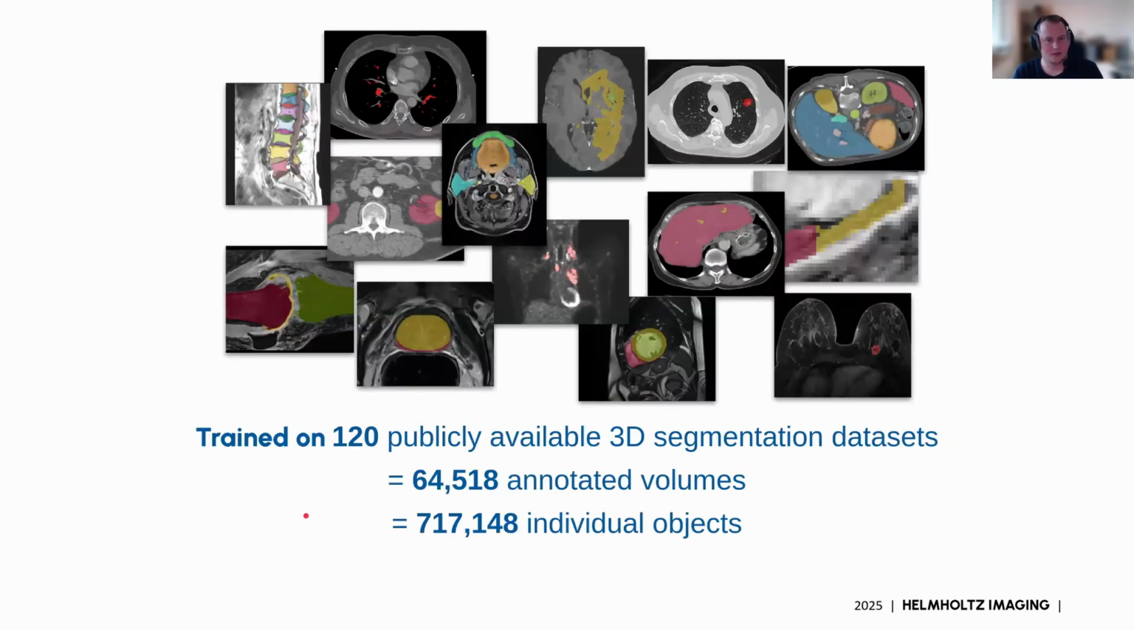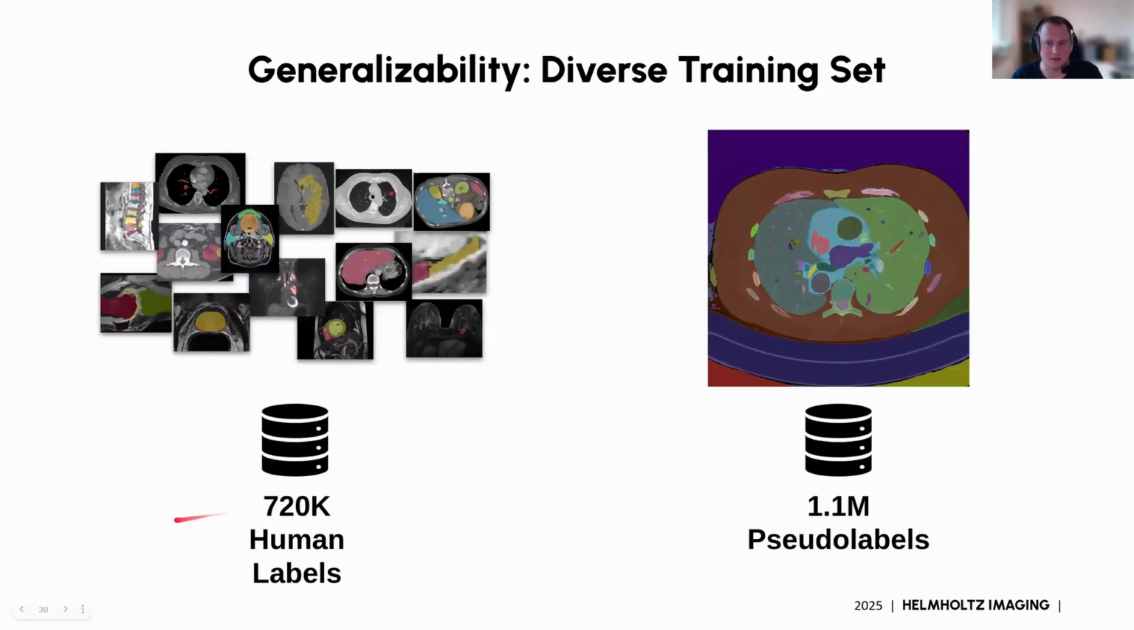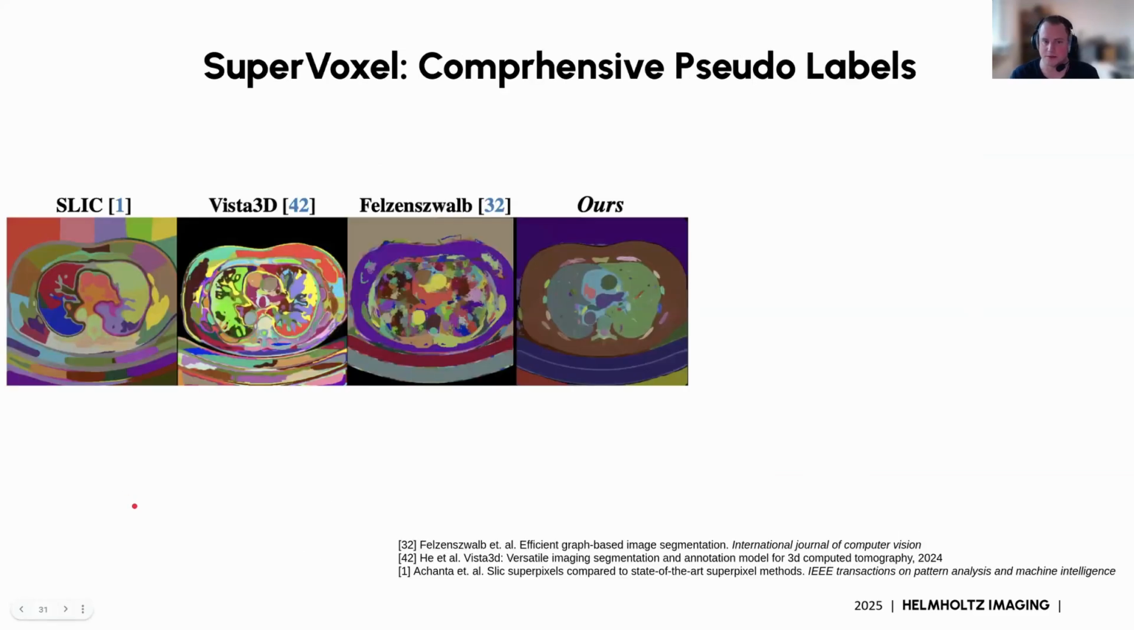We trained nnInteractive on a really large data set, or collection of data sets rather, comprising 120 publicly available data sets. In total, we have over 60,000 annotated volumes with many more individual objects in them. So that alone already allows for a very robust method that can work with many target objects. But we also extended this data set of human labels with a large number of pseudo labels that we automatically generated. And I just want to dive into that quite briefly, because this is also another vehicle that allows us to further improve robustness and generalization to new objects.